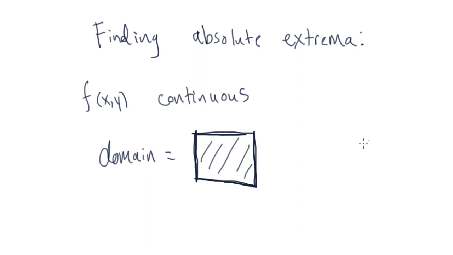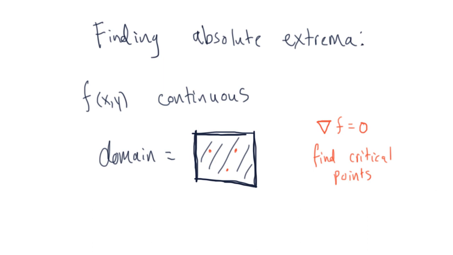And so what I first want to do is find the critical points. So I want to set the gradient equal to 0. And that's going to give me some points inside the region that my absolute max and absolute min could potentially occur at. So I want to test the values of the function at these critical points. Okay, so find critical points.